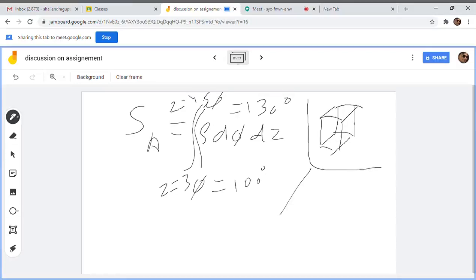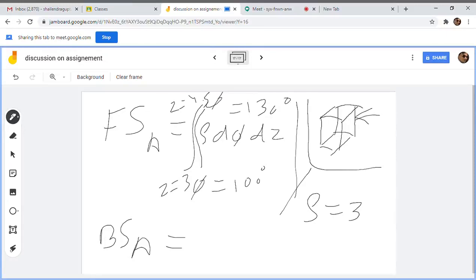Again you need to integrate this, simple integration. Here rho is 3, the front surface. For the back surface, the same thing will be there. It will also be made of d phi and dz, the rho component and the dz component. Just the rho will change, so here you will do the same thing, and here rho will be 5.